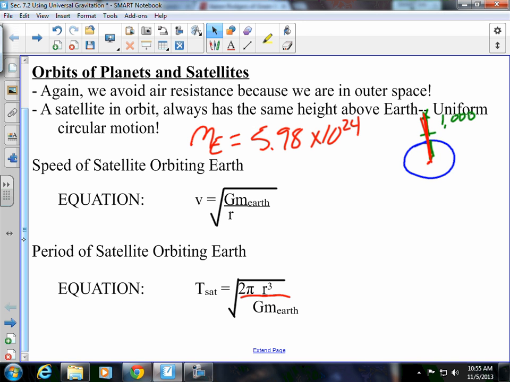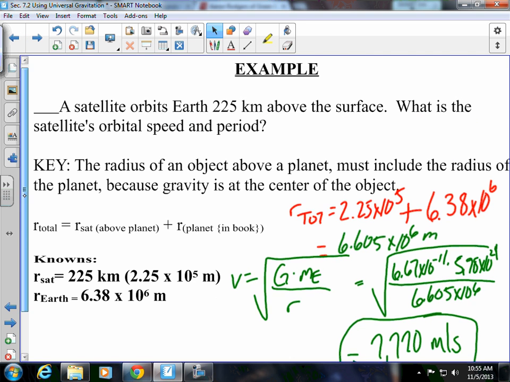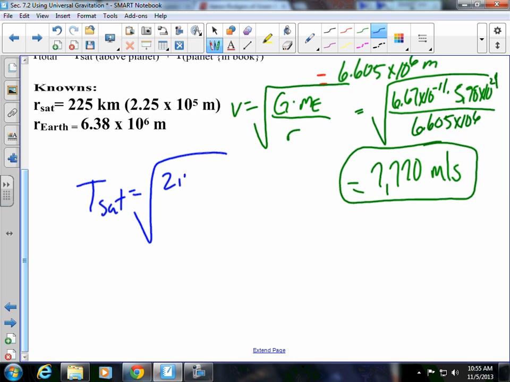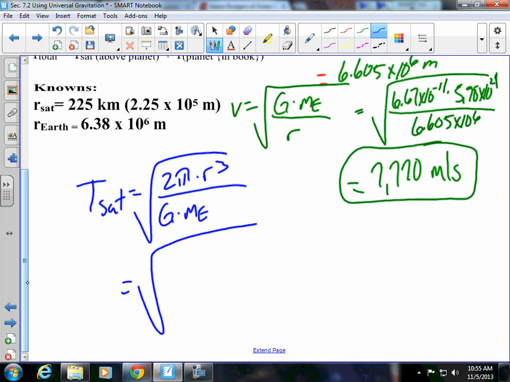So T of a satellite is equal to the square root of 2 pi times r cubed over g times the mass of Earth. We're going to plug everything in here. This is where one of those huge scientific calculators comes into play.